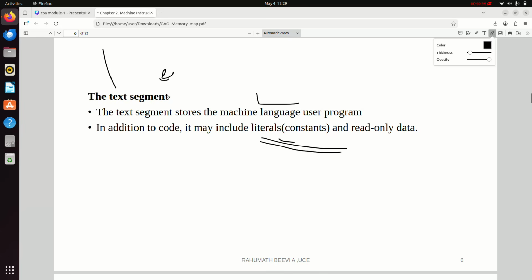That is one important thing. Mainly, it would store the code. But I told you it can also store machine language; that is, it mainly stores machine language program instructions. Then, on the other hand, it can also store literal constants and read-only data in the text segment.